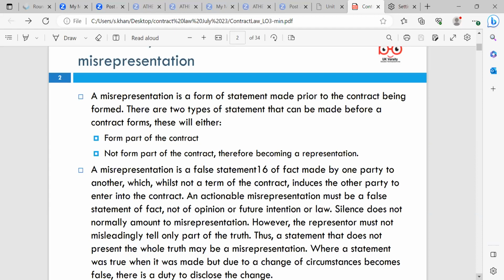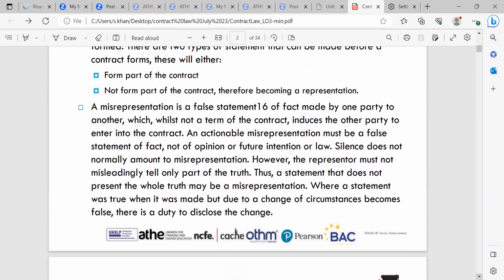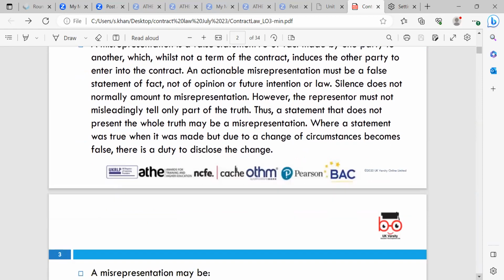Thus, a statement that does not present the whole truth may be a misrepresentation. Where a statement was true when it was made, but due to a change of circumstances becomes false, there's a duty to disclose the change.